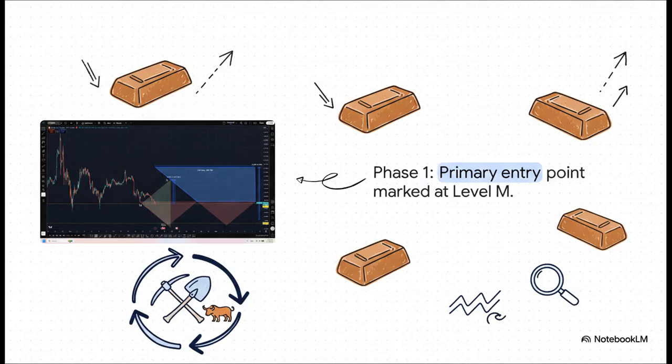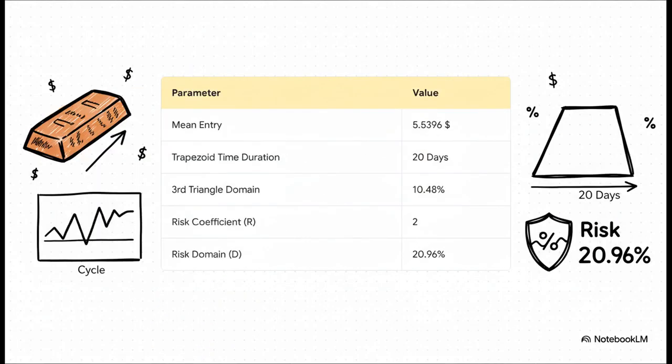Now the plan also had a backup, a secondary optional entry level at 5.418. That's labeled PC, and it was there just in case the price decided to dip lower first. Now, these are the core risk parameters that really defined the whole plan. The plan was built around a 20-day time window, which is called the trapezoid time duration. It also calculated something called a risk domain of just under 21%. You can think of these numbers as the fundamental guardrails for managing the trade from start to finish.